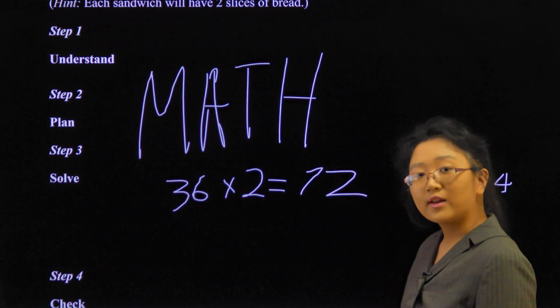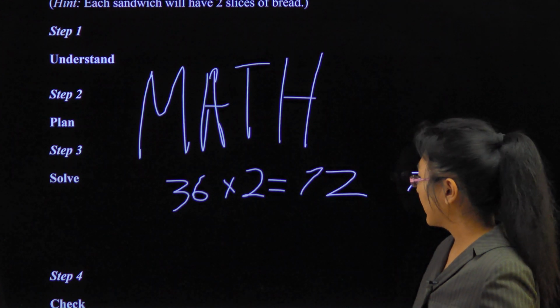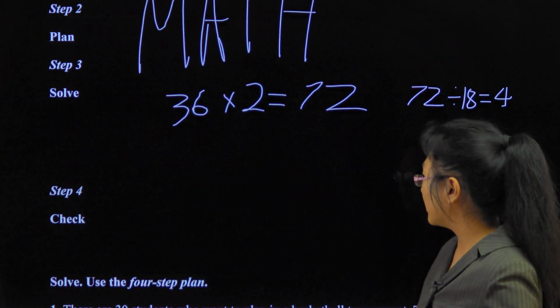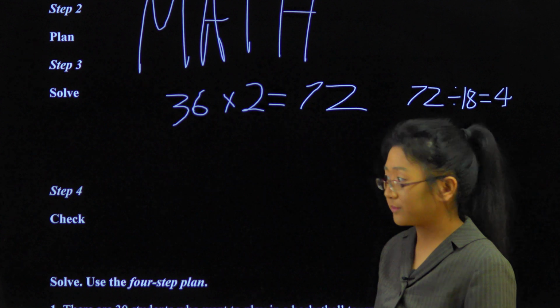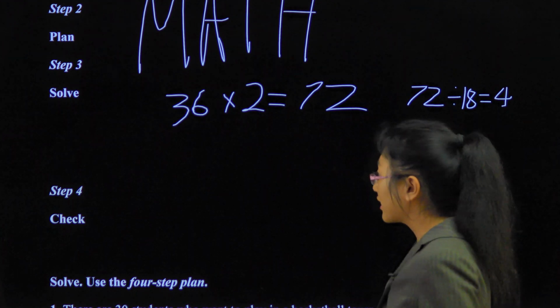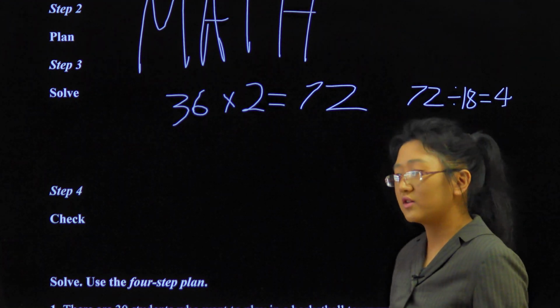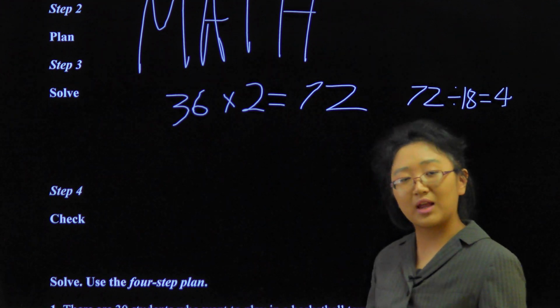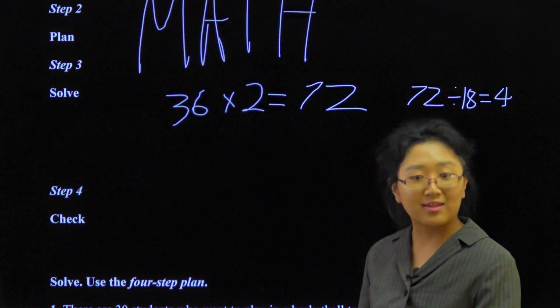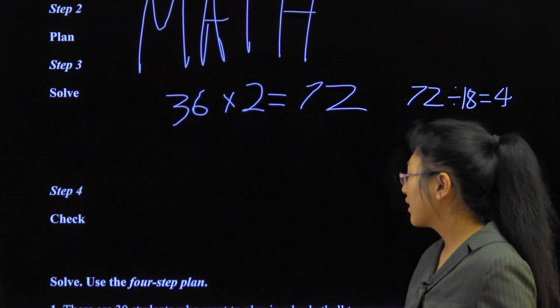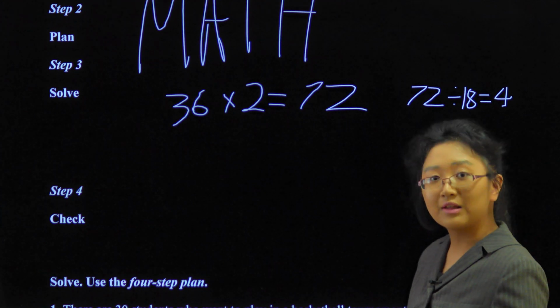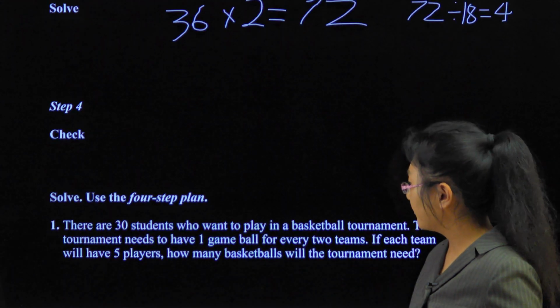72 divided by 18 is equal to 4. Now, how can we check? Well, we could do it in reverse. 4 times 18 equals 72. 72 divided by 2 is the amount of sandwiches that could be made, and that's 36. Therefore, our answer is reasonable and it is correct.